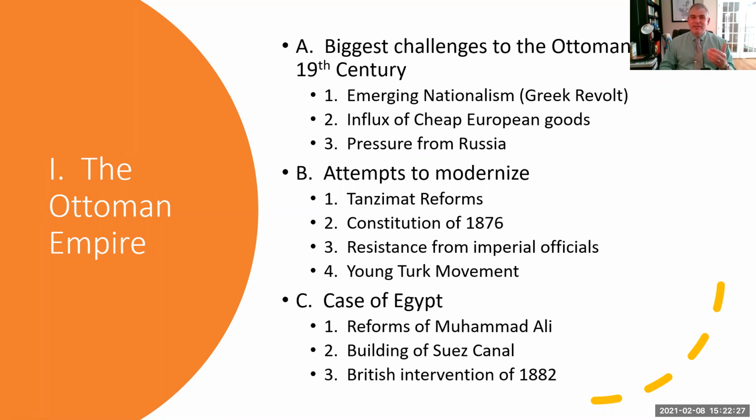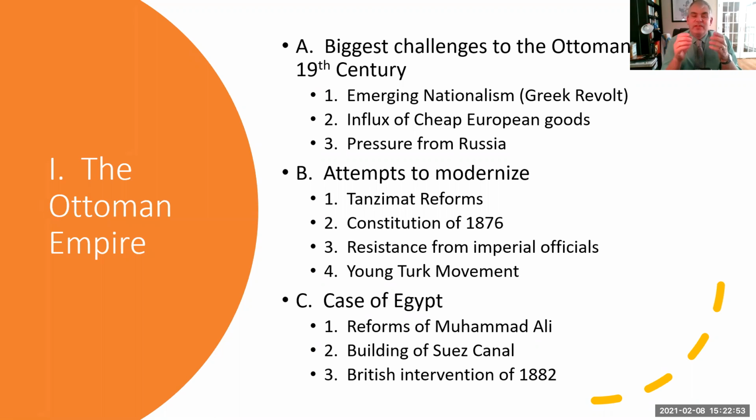So we see this in China, where imperial officials resisted the self-strengthening movement. We're going to see it here in the Ottoman Empire, and that's going to be a theme that we want to keep seeing. That there's attempts to modernize, but those attempts to modernize are met by resistance from different sectors of the government, usually, that believe that they're going to lose out on this.